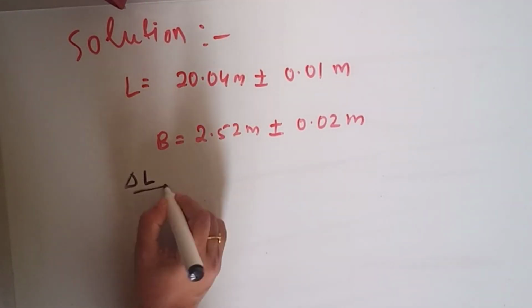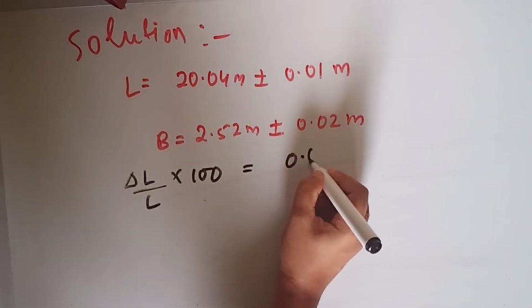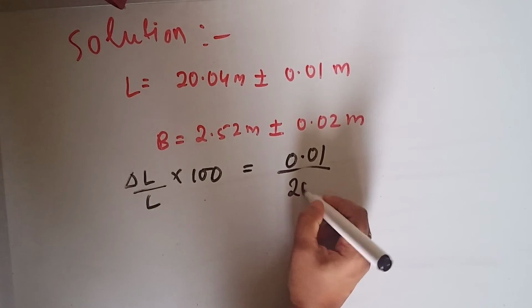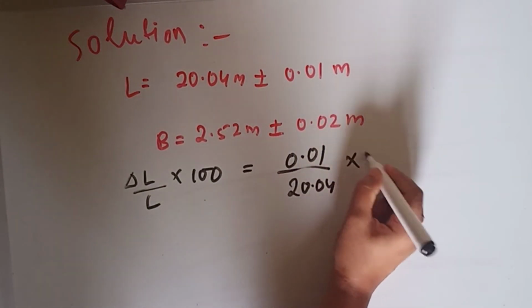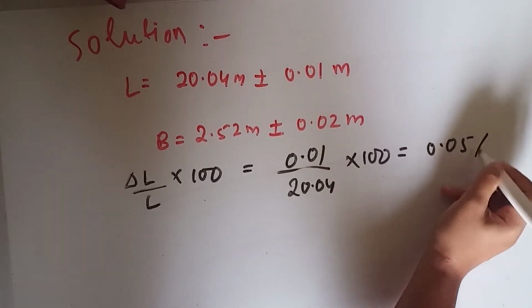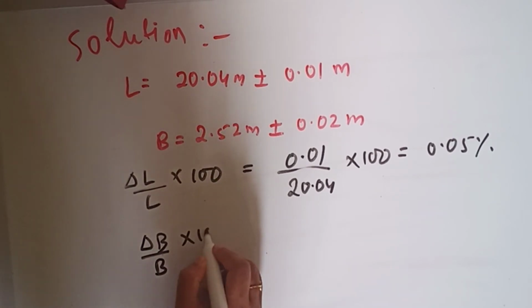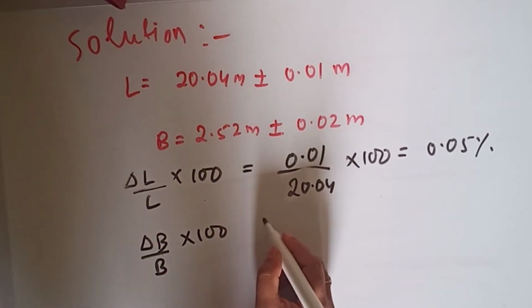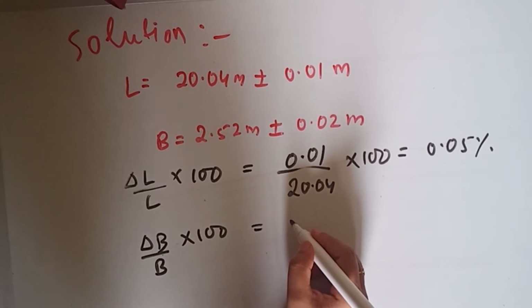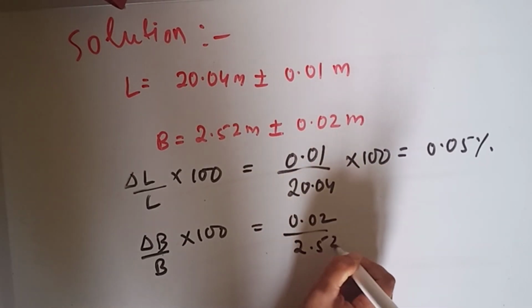Since these are absolute errors given, we need to first convert them into relative error, okay, or percentage error. That's easy. So delta L by L, this is relative error, multiplied by 100 gives me percentage error. So I'll substitute the value. It gives me 0.05% for the quantity length. For breadth, when we do the same thing, substitute the values. 0.02 divided by 2.52 into 100.